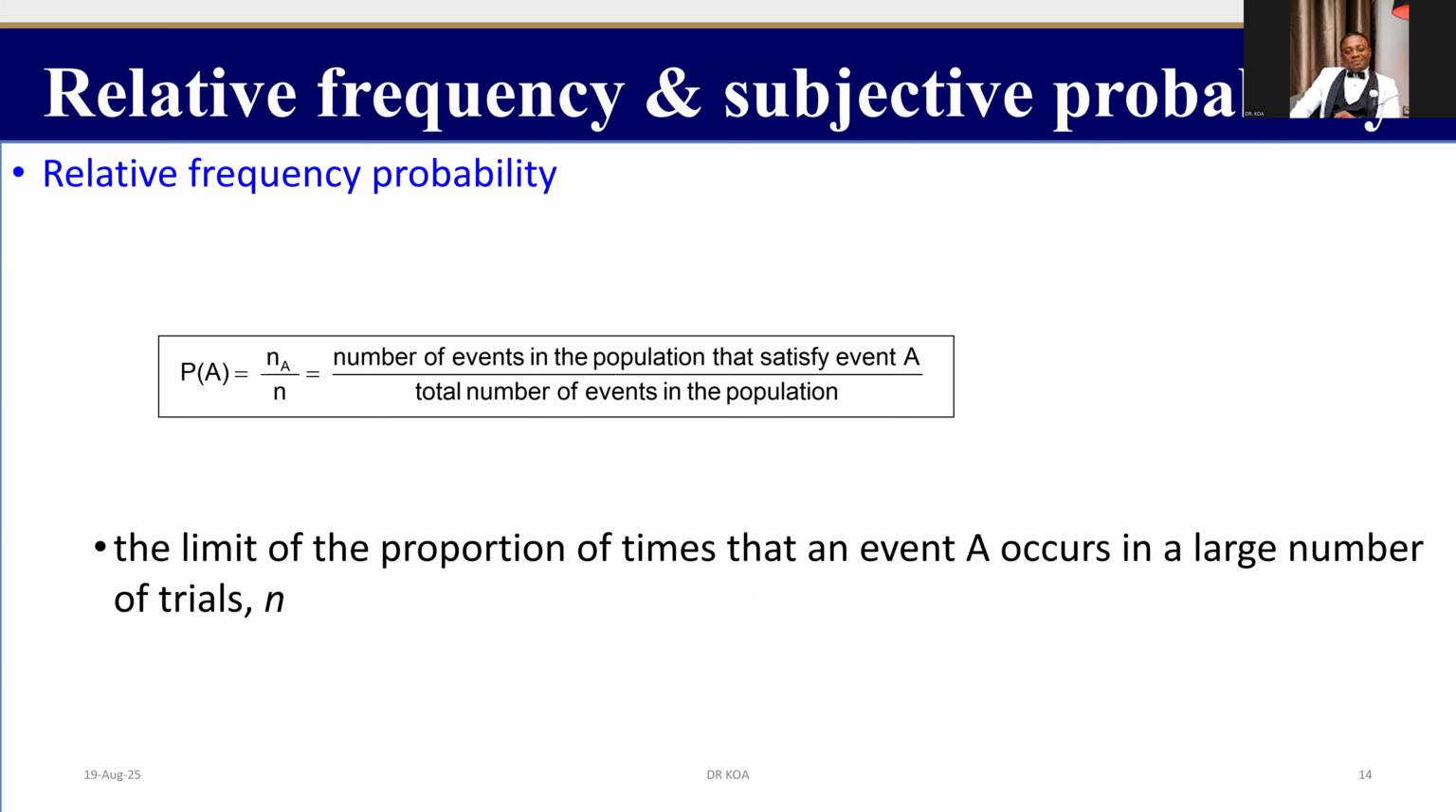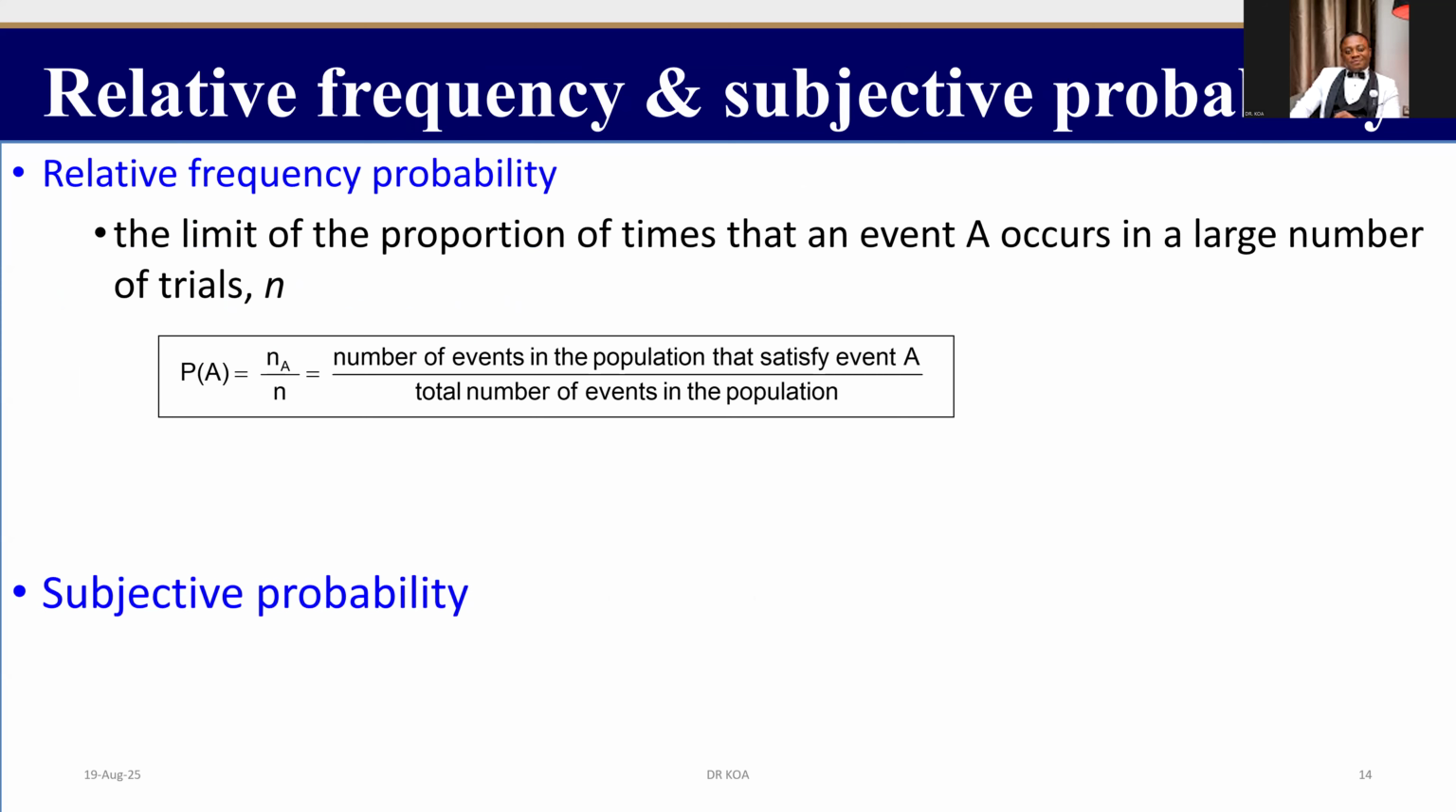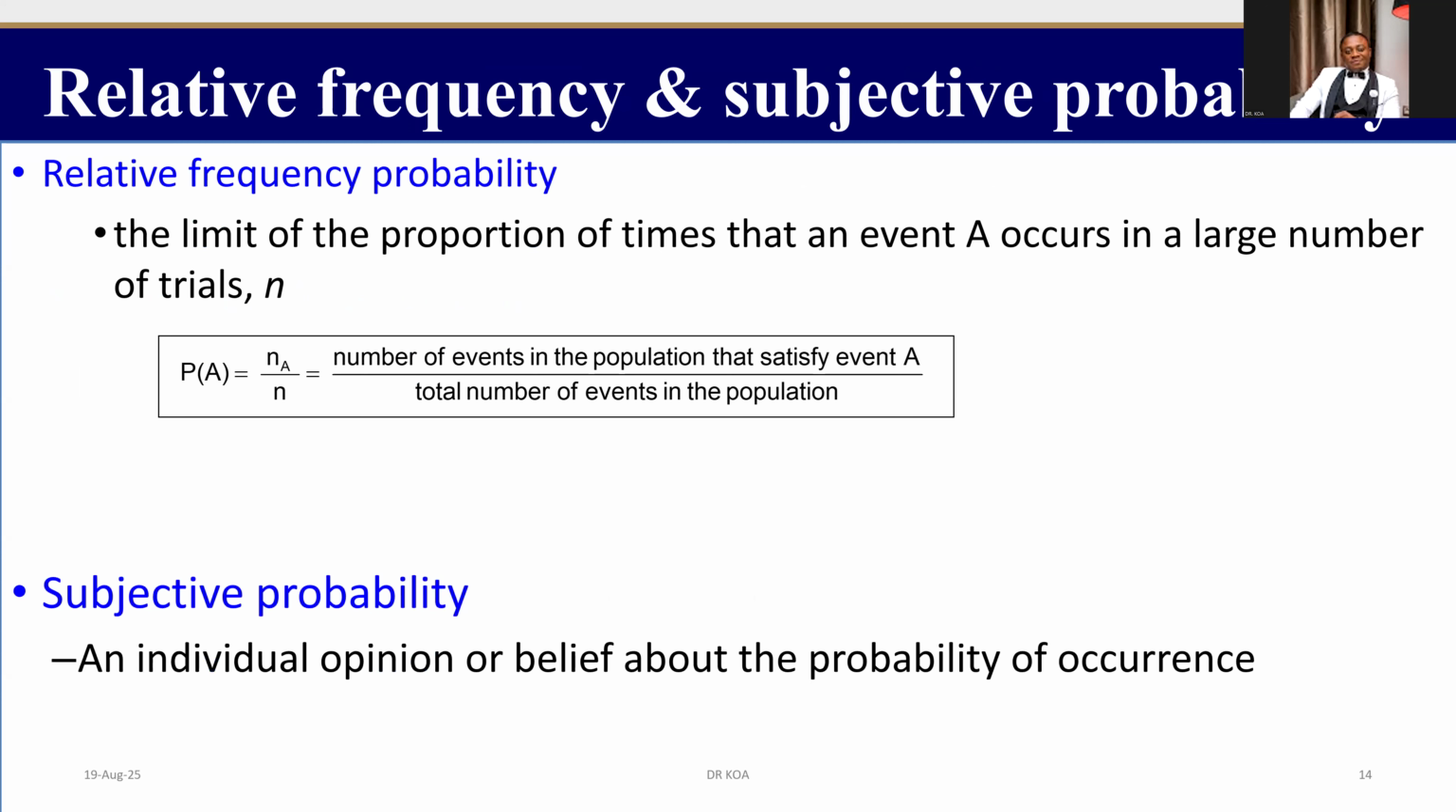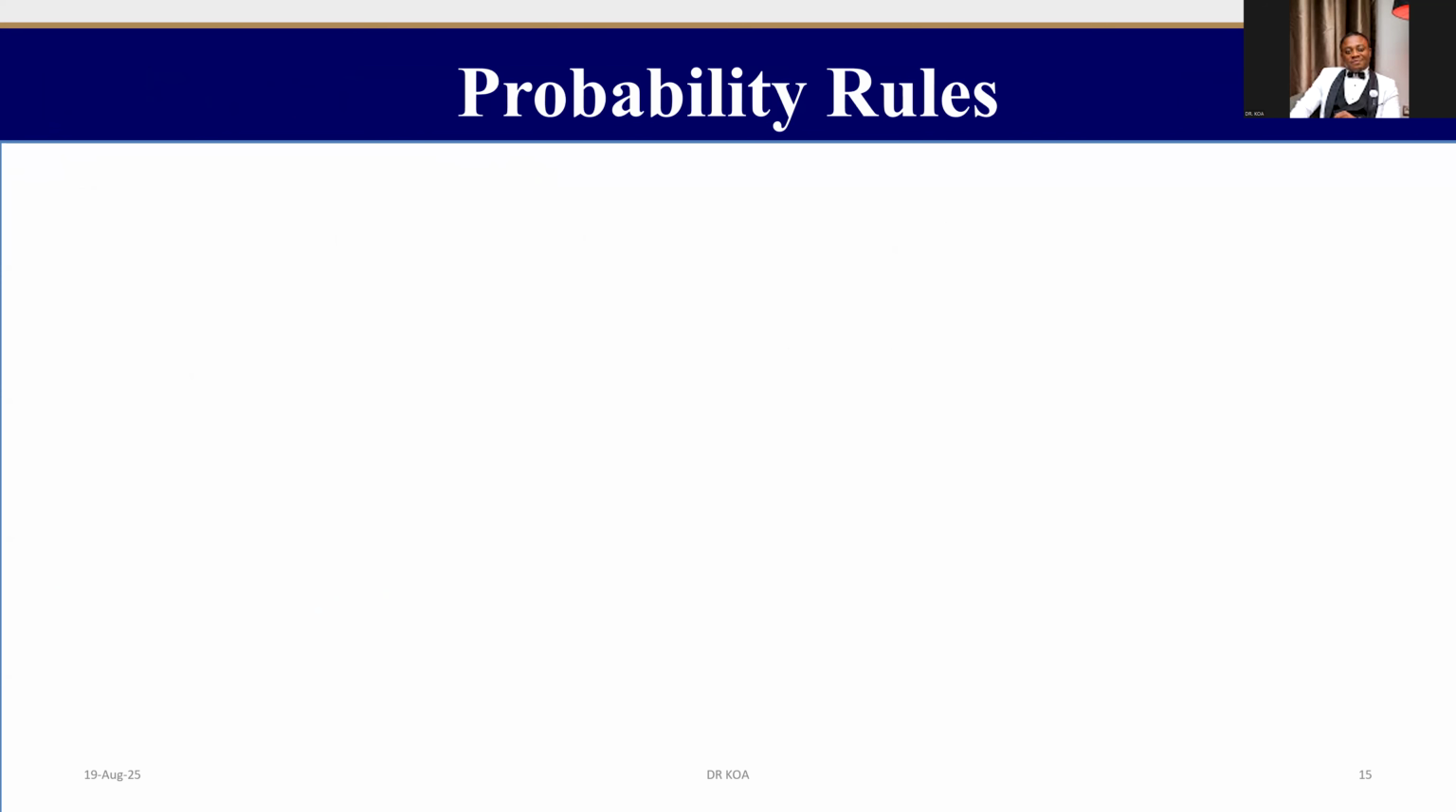All right. Let's go to the last one, subjective probability. As the name sounds, it is an individual's opinion. The subjective means that it's not the facts, it's my opinion. So it's very, very simple probability that we look at.